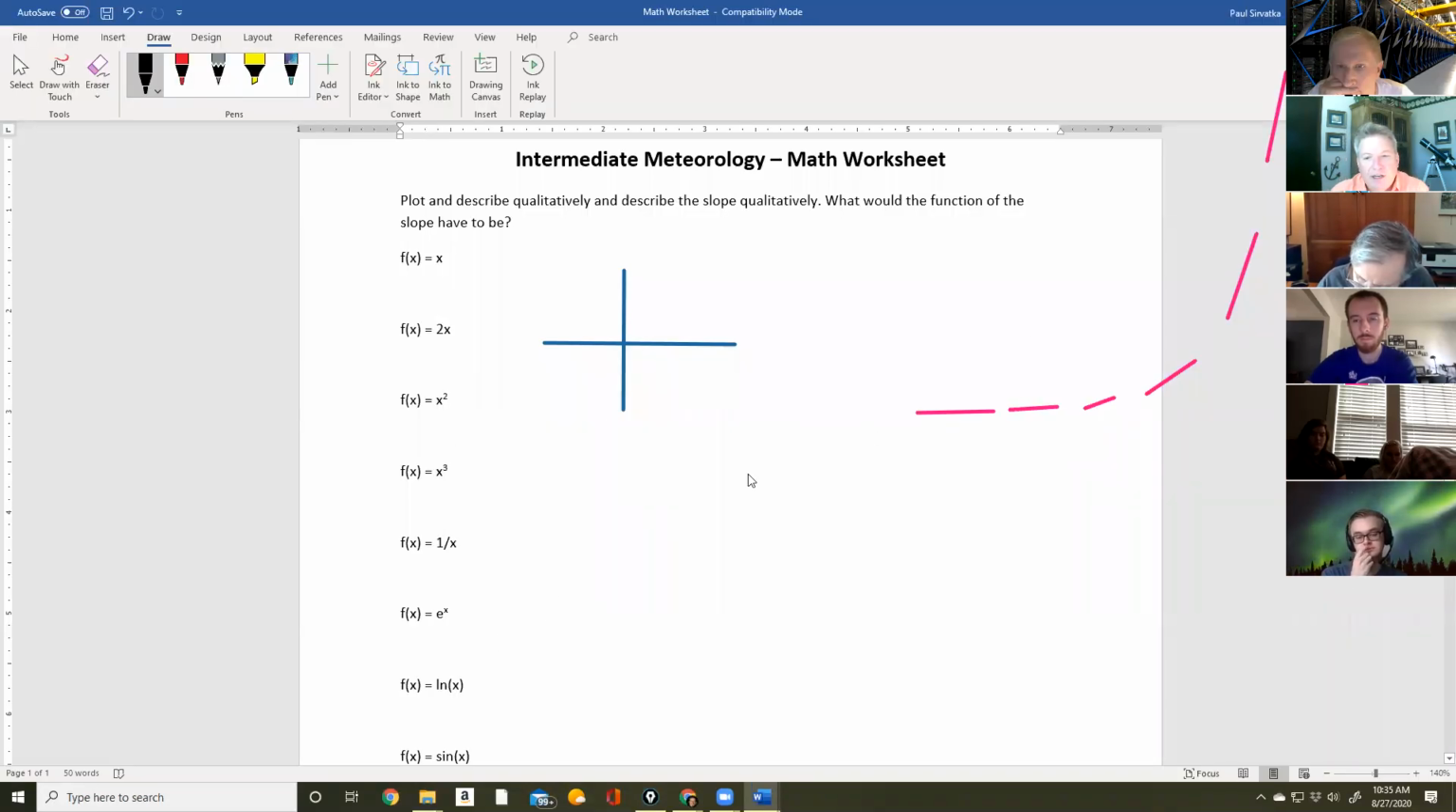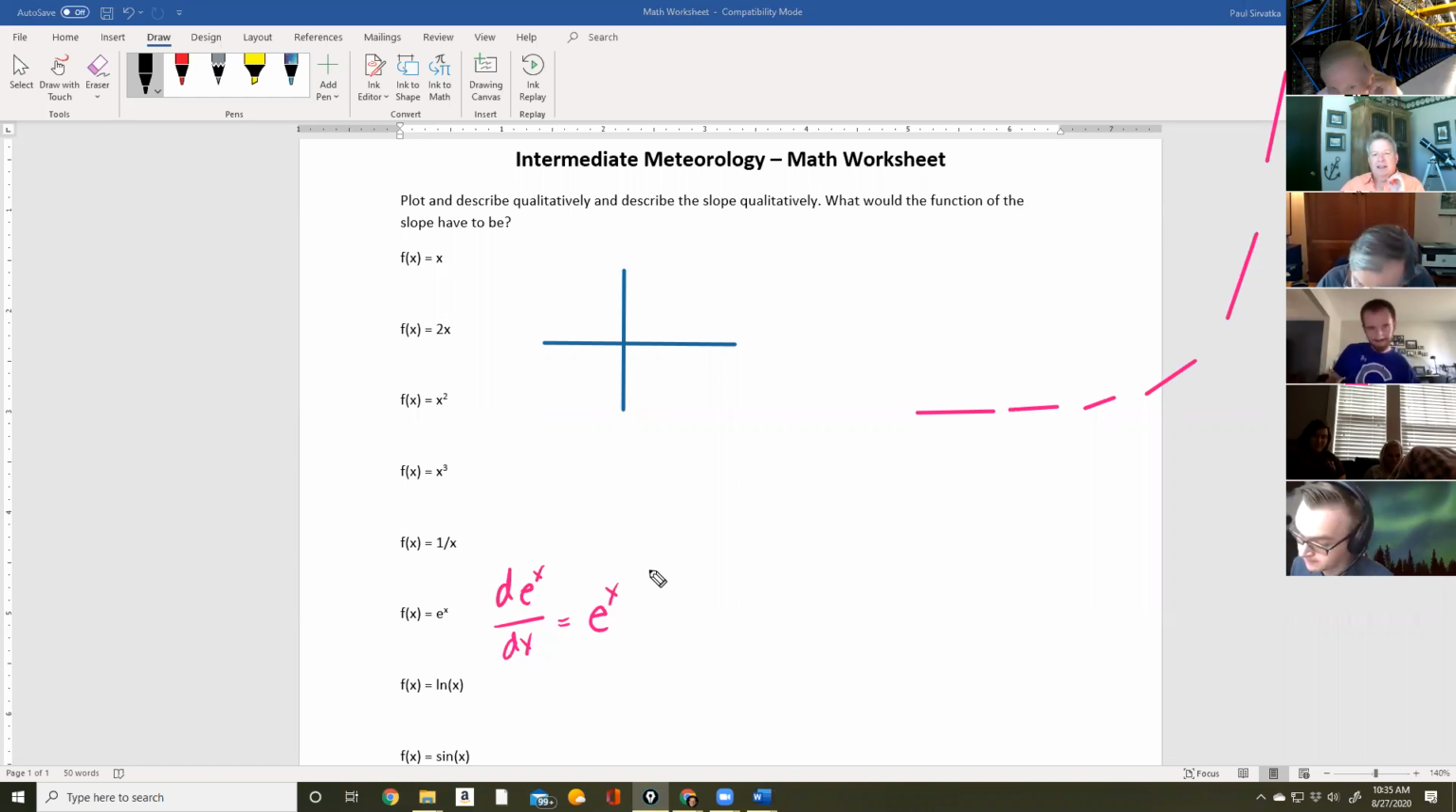So if I go in here and write with my pencil, the derivative of e to the x with respect to x is equal to e to the x. The easiest thing that you can do. Does that make sense to you? The exponential function grows in its tangent, the slope of the tangent, the same way that the function itself does.